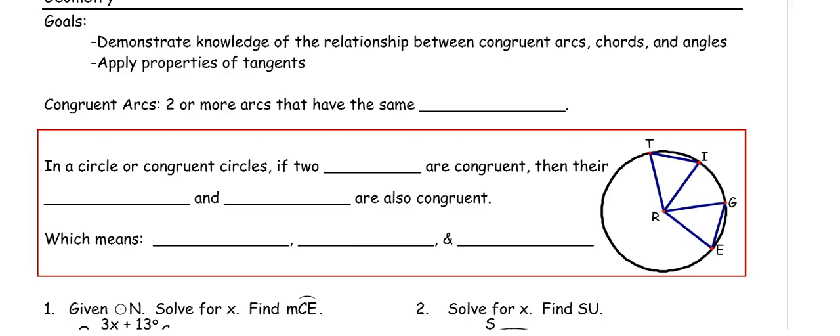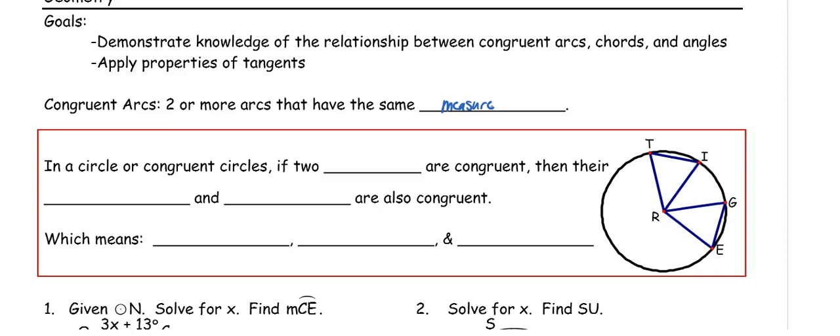In this video, we are going to demonstrate knowledge of relationships between congruent arcs, chords, and angles, and apply properties of tangents. So congruent arcs are two or more arcs that are going to have the same measure. So when we're talking about this, we're talking about the degrees that the arc is taking up in a circle.